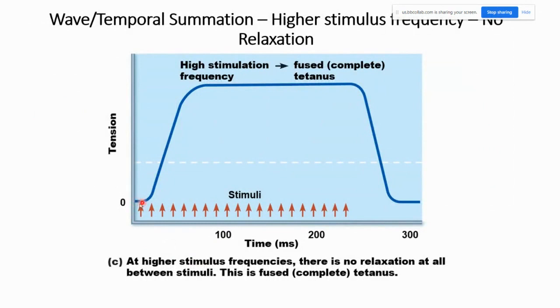There's a little latent period for EC coupling. It starts to contract, but before it can even begin to relax, it's stimulated again, right? Then again, right? So you get this complete or fused tetanus. And then there's going to be a point where it can't contract anymore. It gets to maximum contraction. So it doesn't matter how many more stimuli you bring in. Once you're at max contraction, you're at max contraction. And then once there's no more stimuli, it goes through its relaxation period.